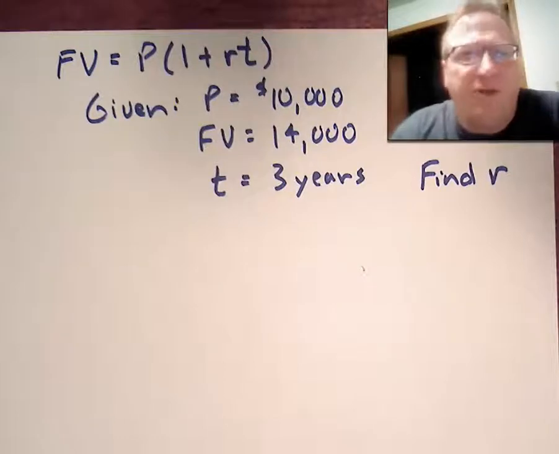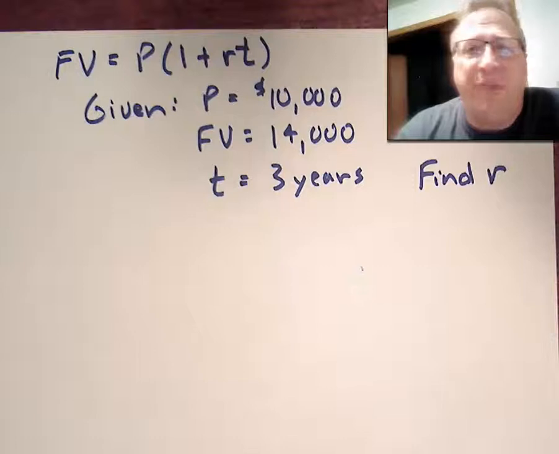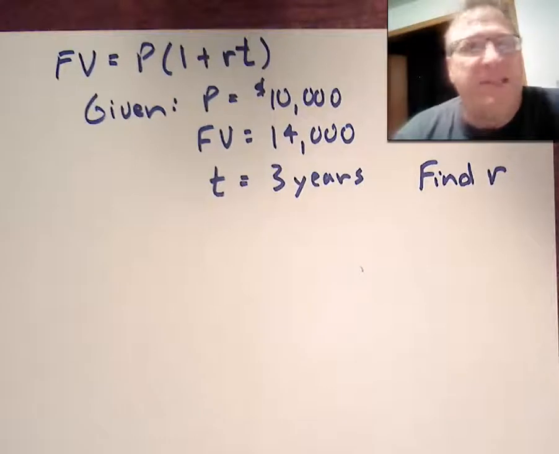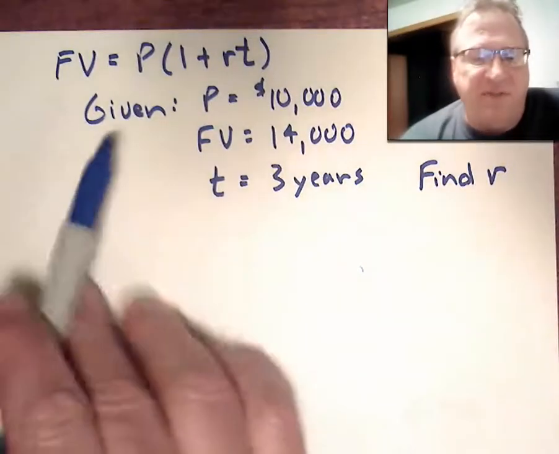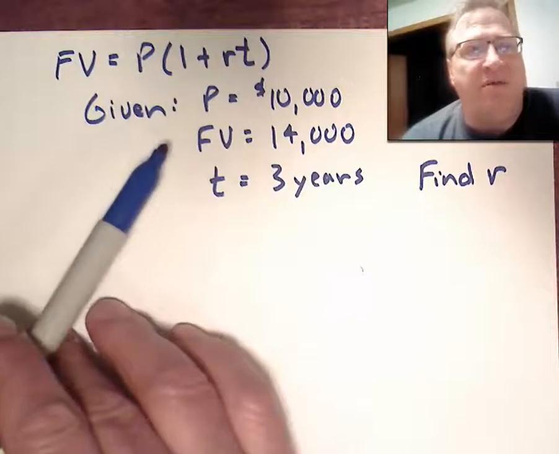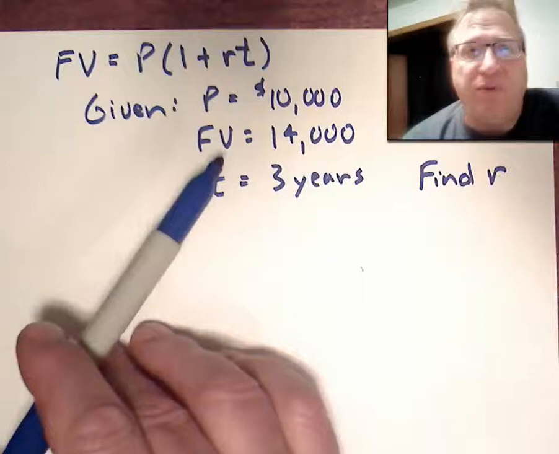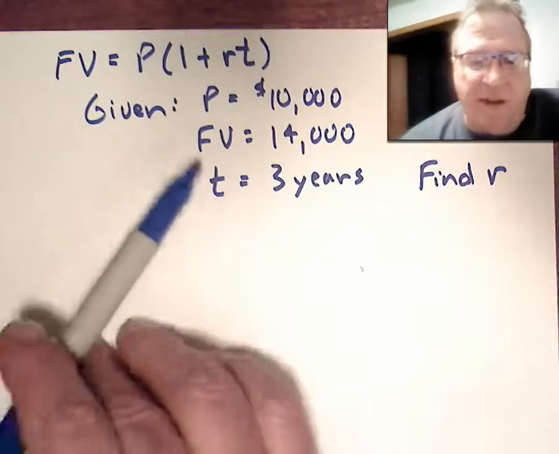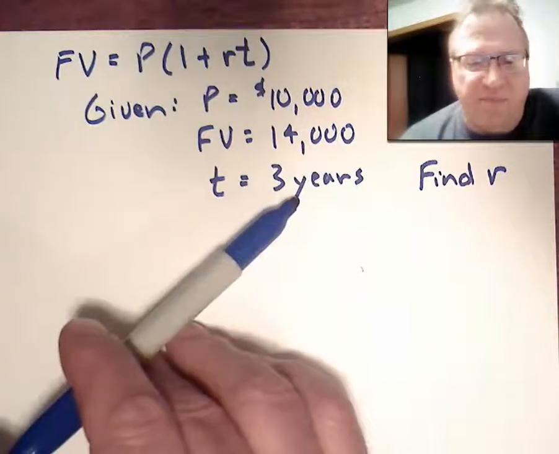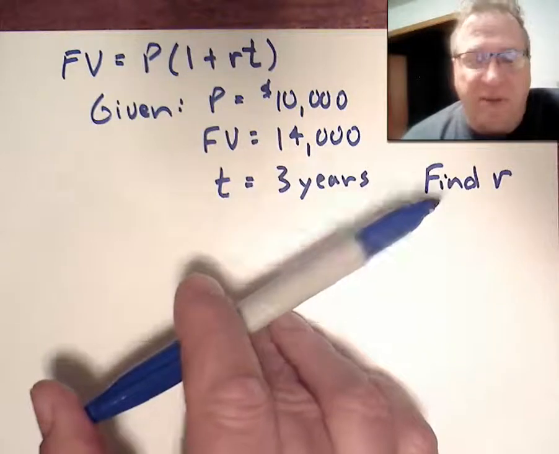Here's a simple interest equation that looks a lot like one of the problems you saw in your mastery exercises, or you will see. I've been given some values. Principal is equal to 10,000. I made some money. The future value is 14,000. I must have gained $4,000 in interest, right? I did this in 3 years. What they're asking us is, what is the rate? What rate did I have to make that much money?